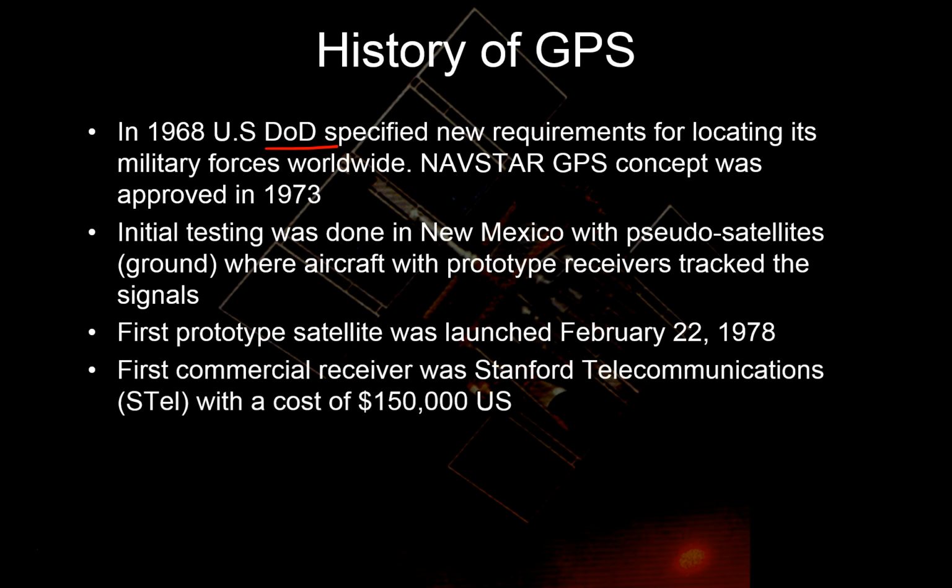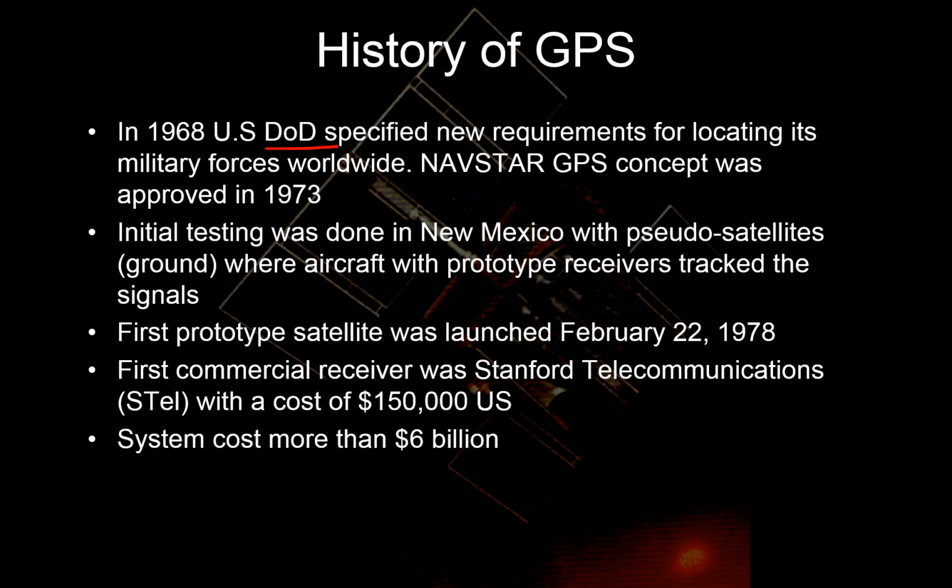The first commercial receiver was the Stanford Telecommunications receiver, and it cost about $150,000. Today it would give you the equivalent positional accuracy of an inexpensive recreational, traditional Garmin or Magellan, or even your mobile phone would give you close to that. Now the system has evolved since these early days, and its natural ability to produce more accurate positions has increased today. But nonetheless, you can kind of think of it in that term.